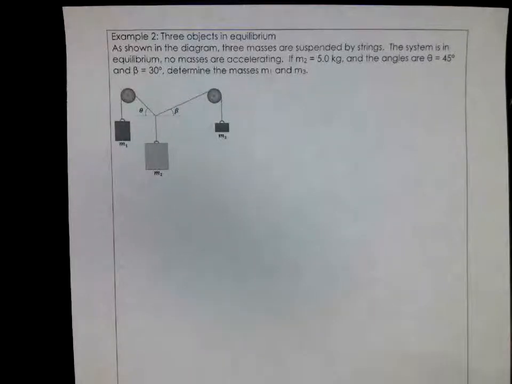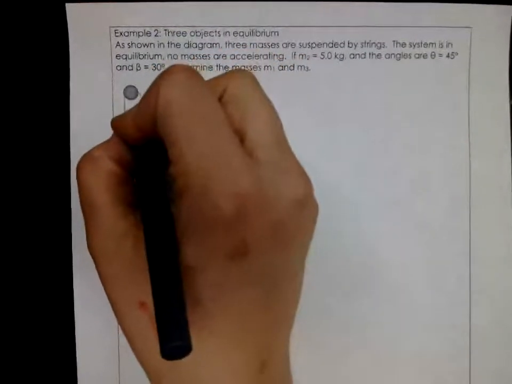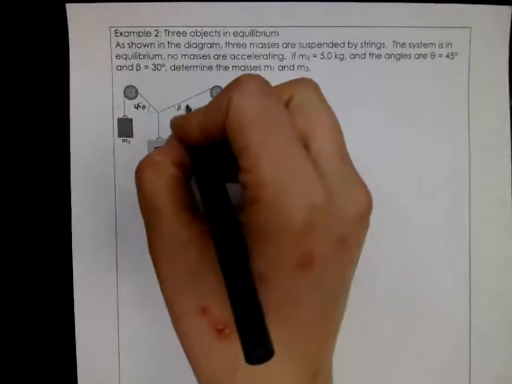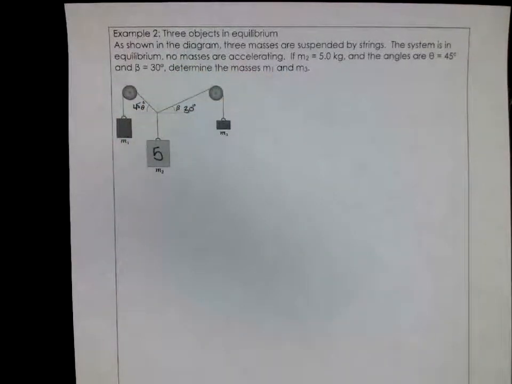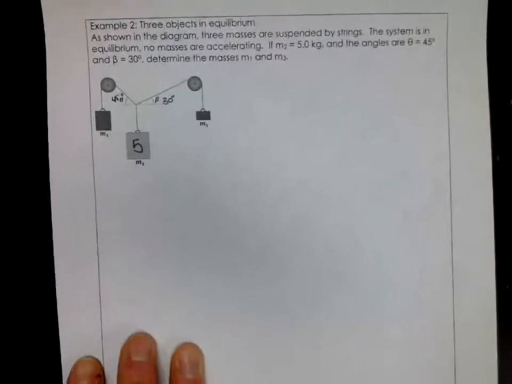All right, example 2. Example 2 says we have 3 objects in equilibrium. So as shown in the diagram, 3 masses are suspended by strings. The system is in equilibrium. No masses are accelerating. That's important. If mass 2 is 5 kilograms and the angles are 45 of theta and 30 of beta, determine the masses of M1 and M3.